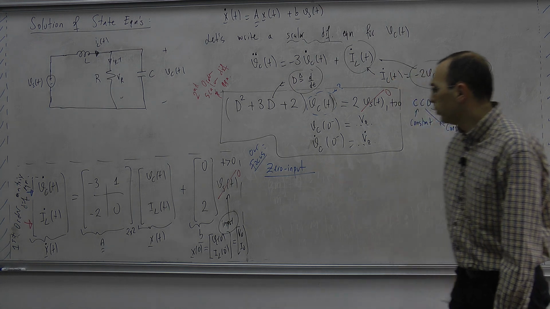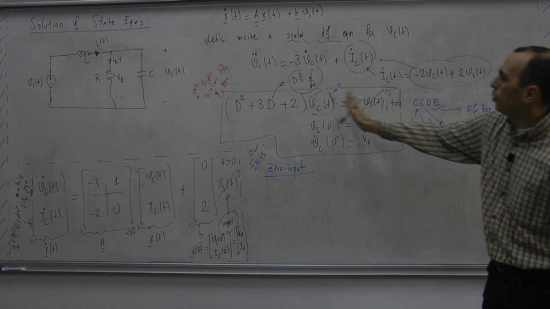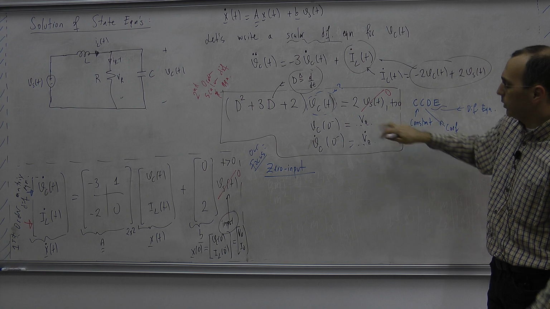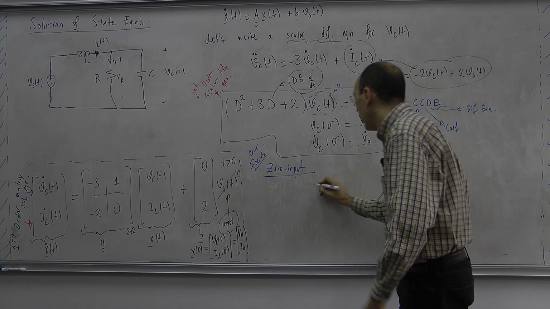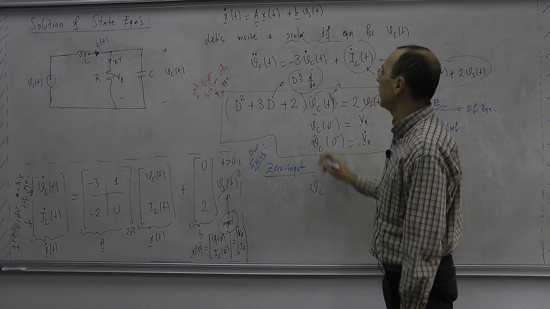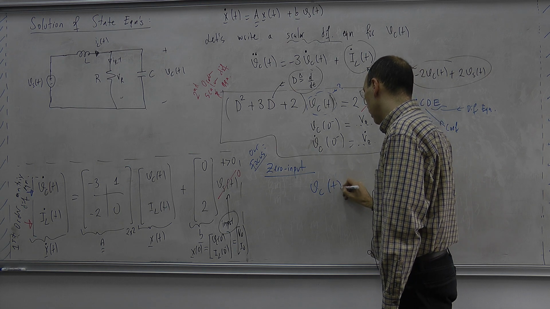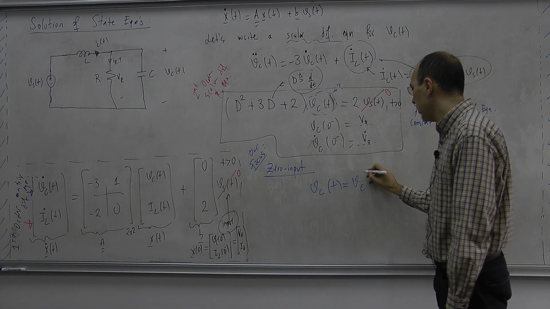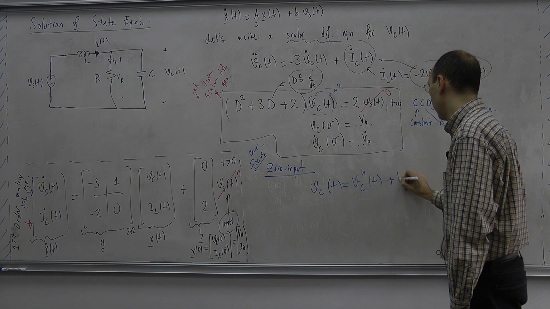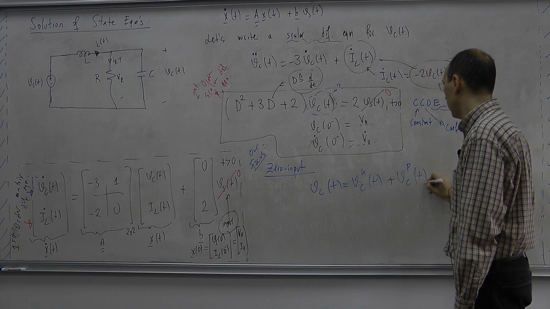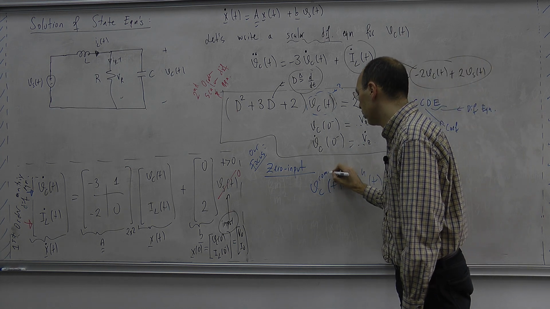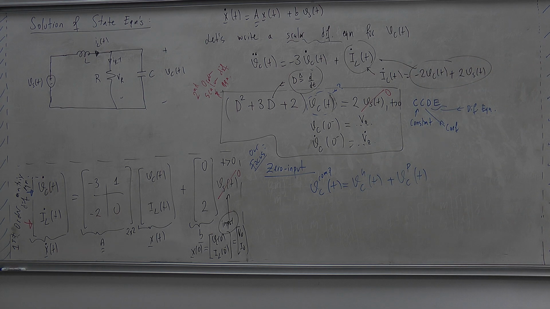So zero input is zero, so we are looking at the natural response of the circuit to these two initial conditions. So let's see. Then the capacitor voltage, unknown from the differential equations course, we know that it is the homogeneous plus the particular, and this is a complete solution, isn't it? This is the general form.